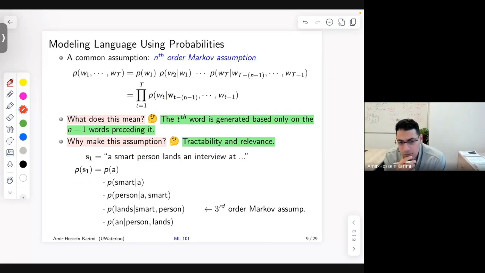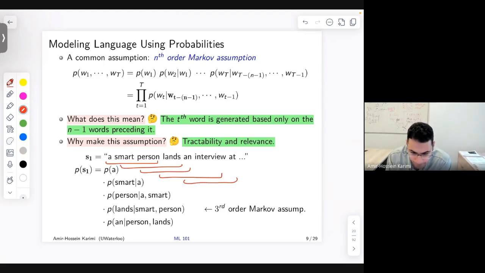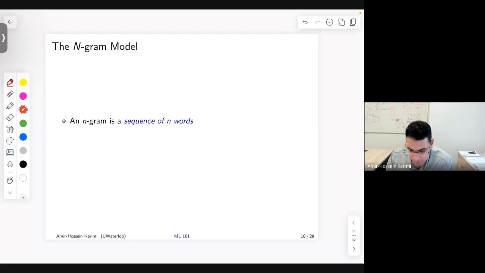And we make this assumption, of course, because of tractability and relevance. So now you can assume a moving window, something like that gets put on every next word that we're trying to measure the likelihood for. Now, we also call each combination of these, let's say, n words, an n-gram. So an n-gram is a sequence of n words.